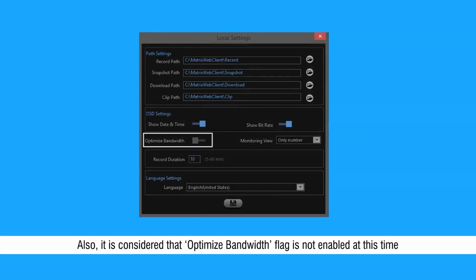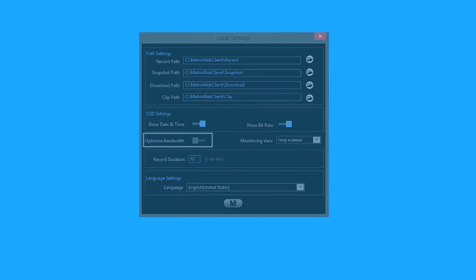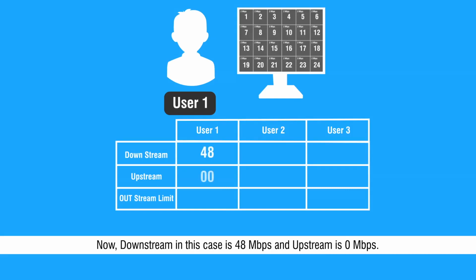Also, it is considered that optimized bandwidth flag is not enabled at this time, resulting in deliverance of only mainstream of all cameras irrespective of the layout set. Bitrate of each camera connected is 2 Mbps. Now, downstream in this case is 48 Mbps and upstream is 0 Mbps. Downstream is 48 because the recording of all cameras is already on. Also, outstream limit is 16.